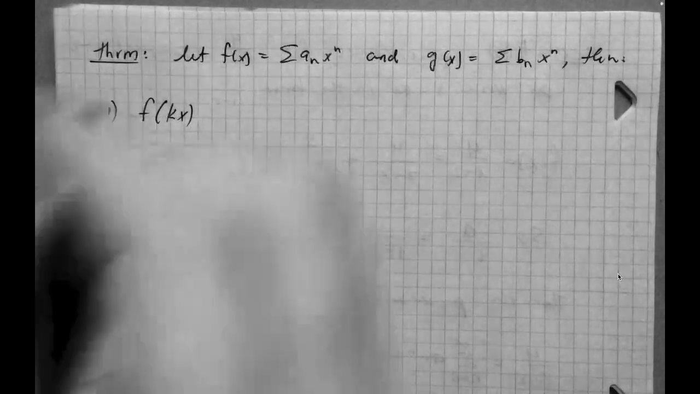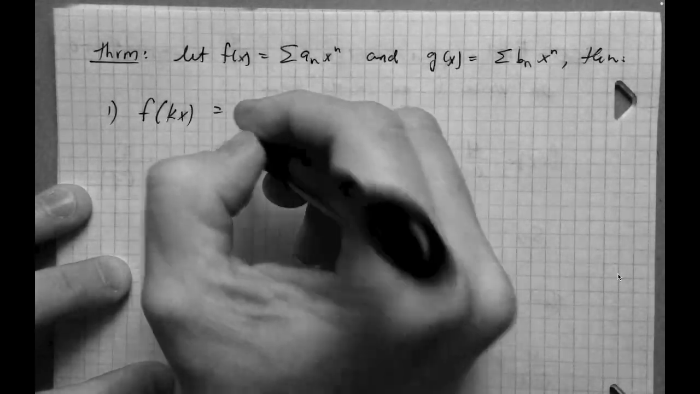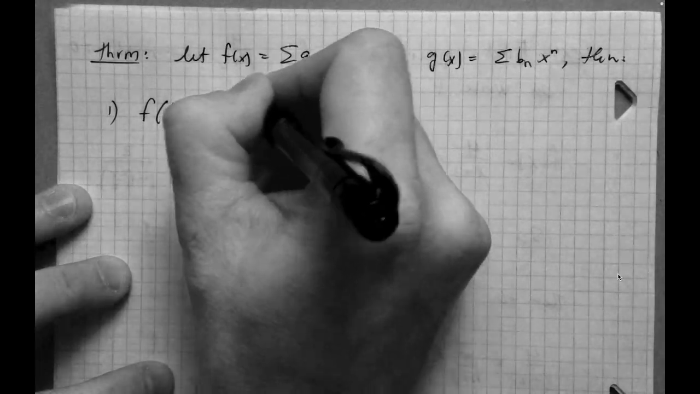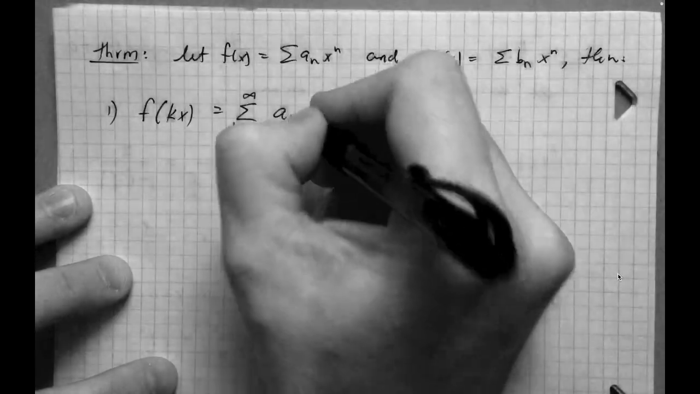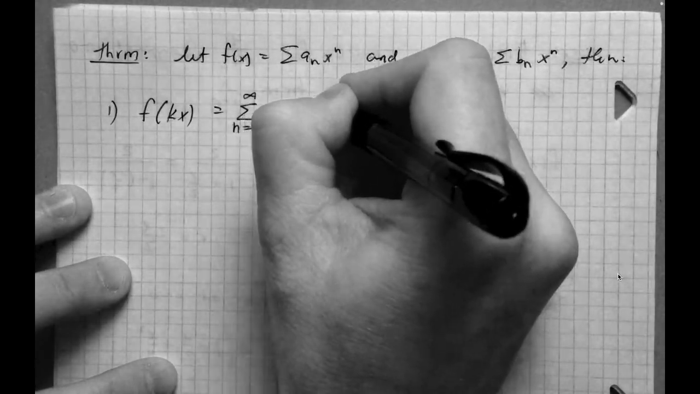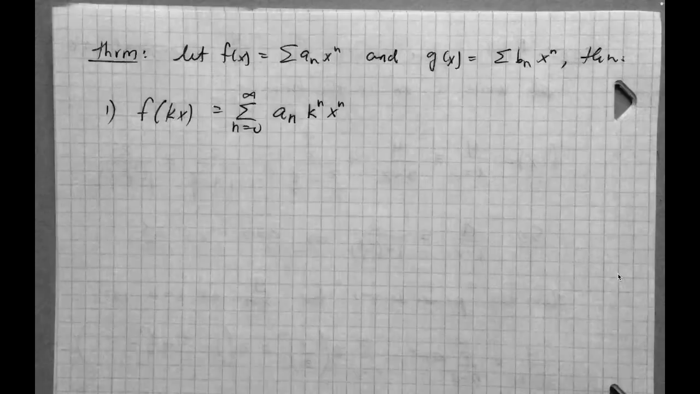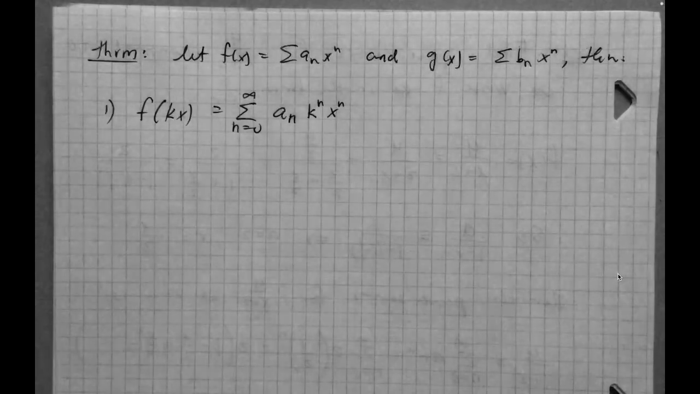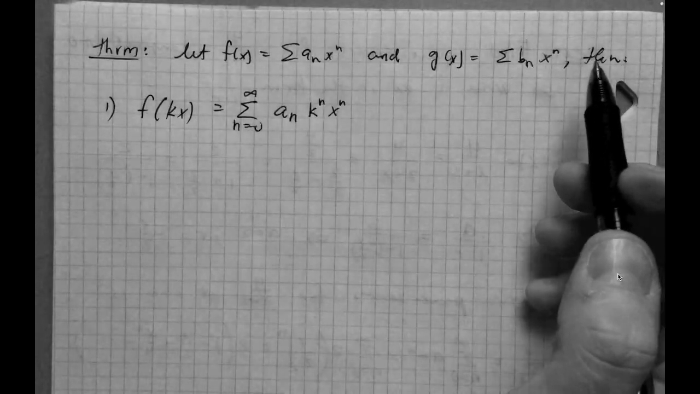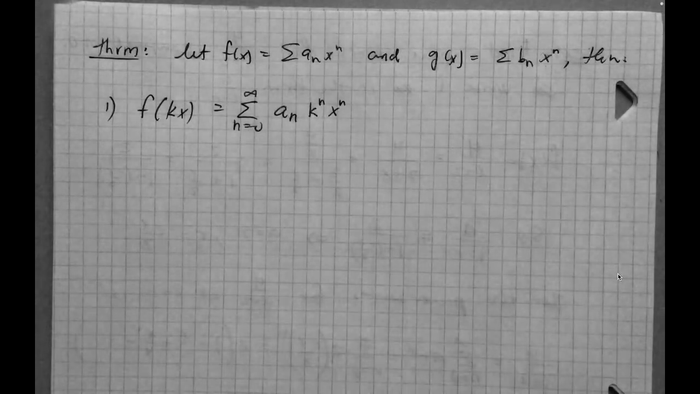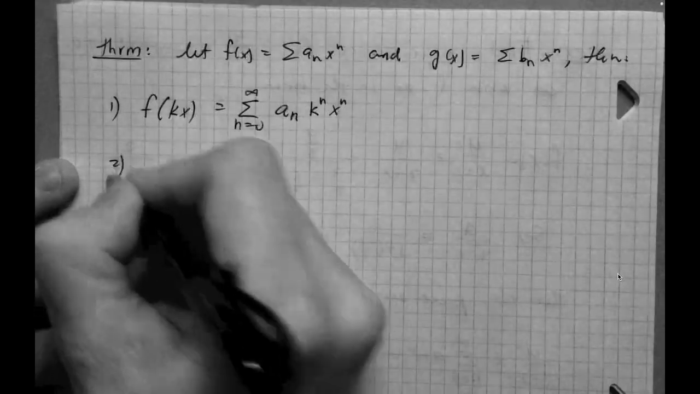What happens? Well, you get the sum from n equals 0 to infinity of a sub n, and then it's going to be k to the n, x to the n. Right, so that's pretty standard fare. If I plug in a k times x, then I'm raising both of those to the nth power. That's pretty standard. Nothing too surprising there.